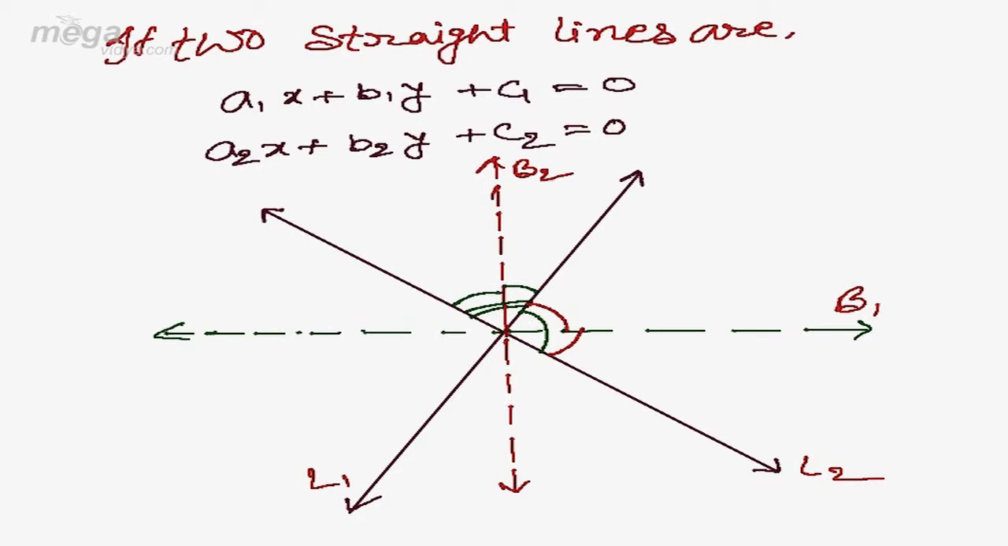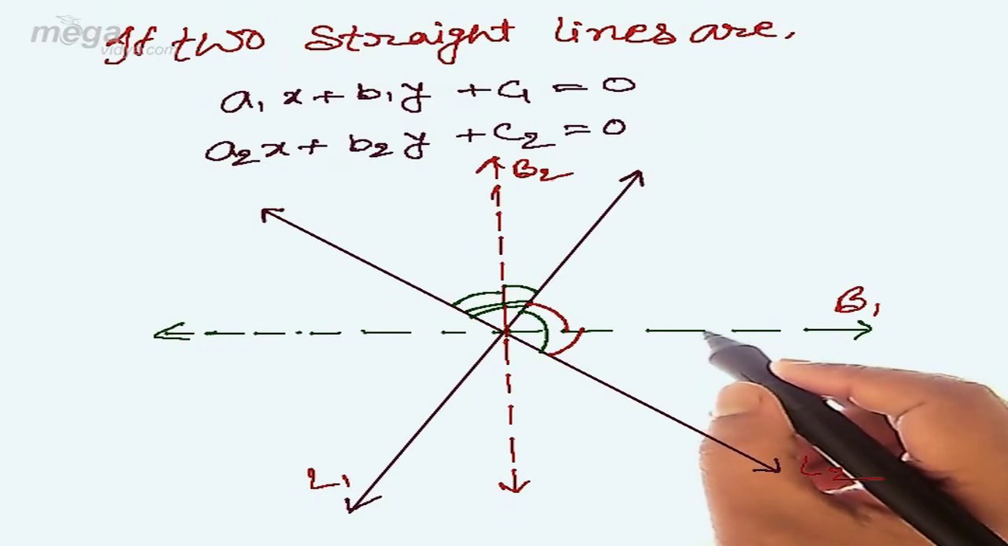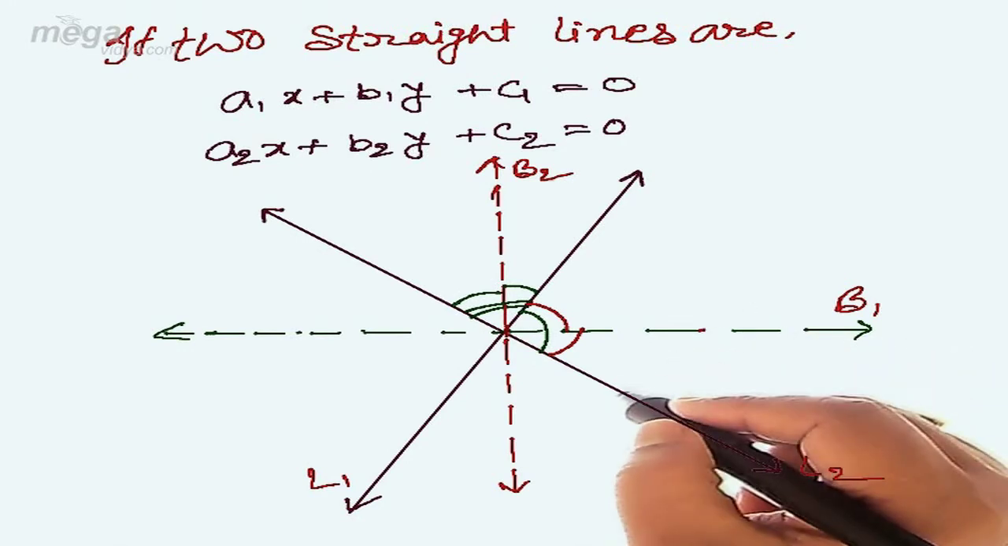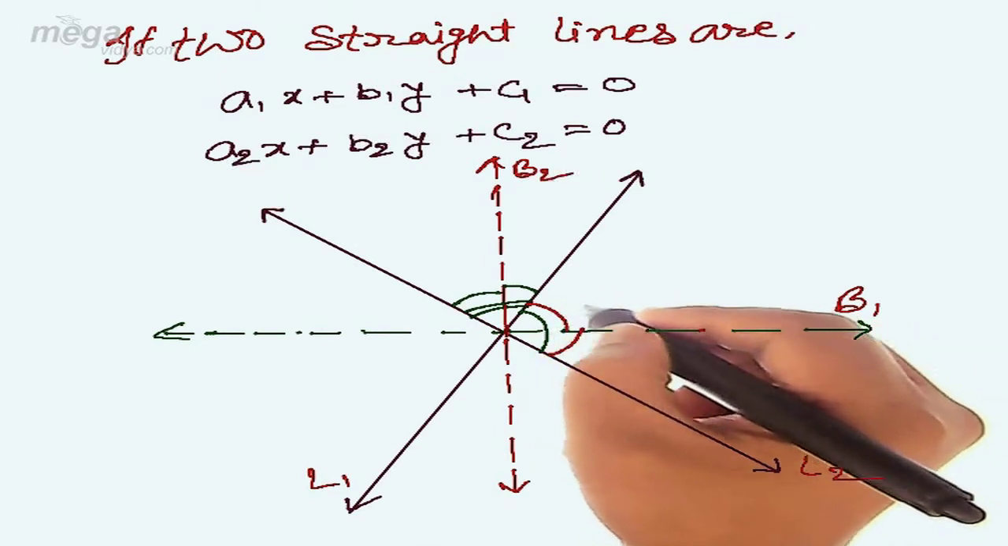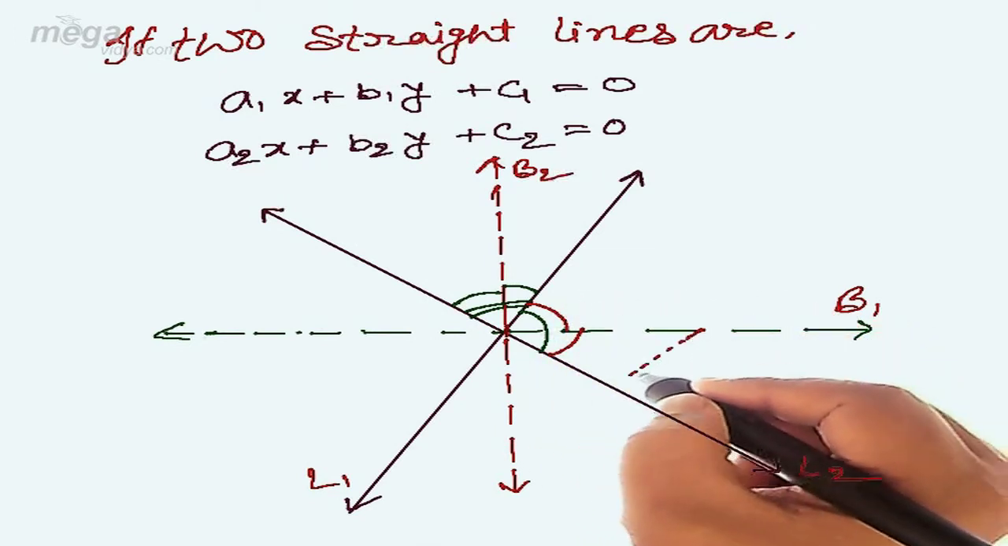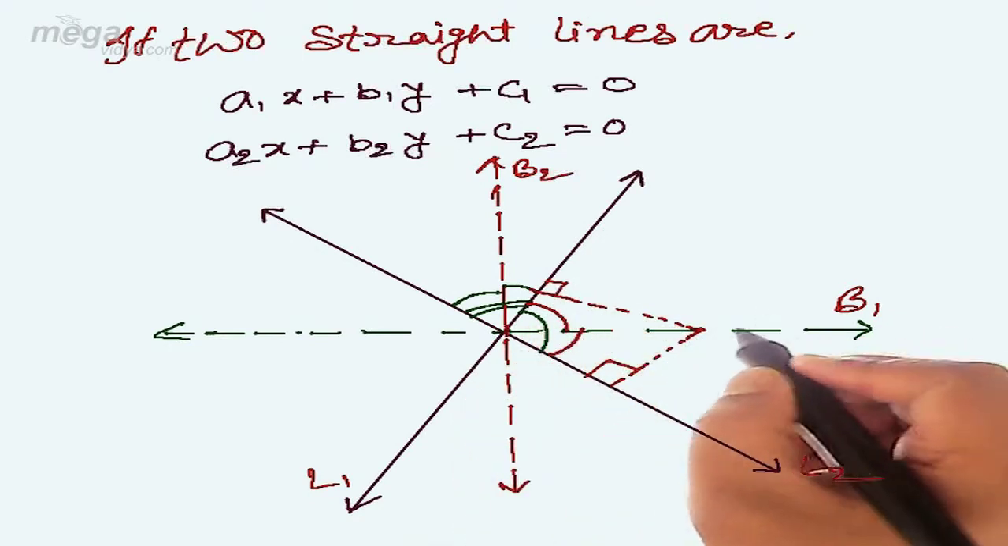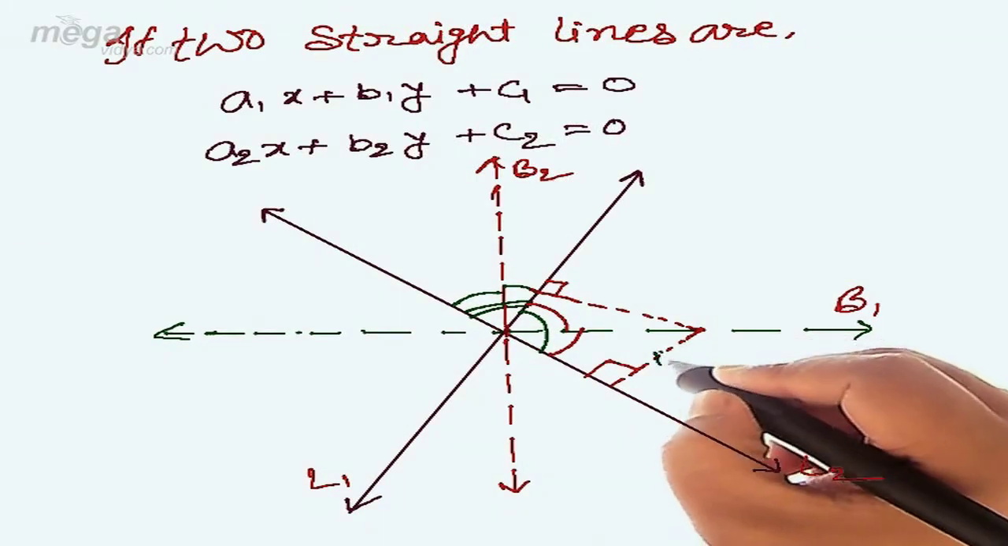We know the distance of a point from a given straight line, and in class 9th or 10th you learned that any point on the angle bisector is equidistant from the two given straight lines. Means if you take this as a point, then the distance of this point from this straight line and the distance of this point from this straight line will be equal. These two distances will be the same.